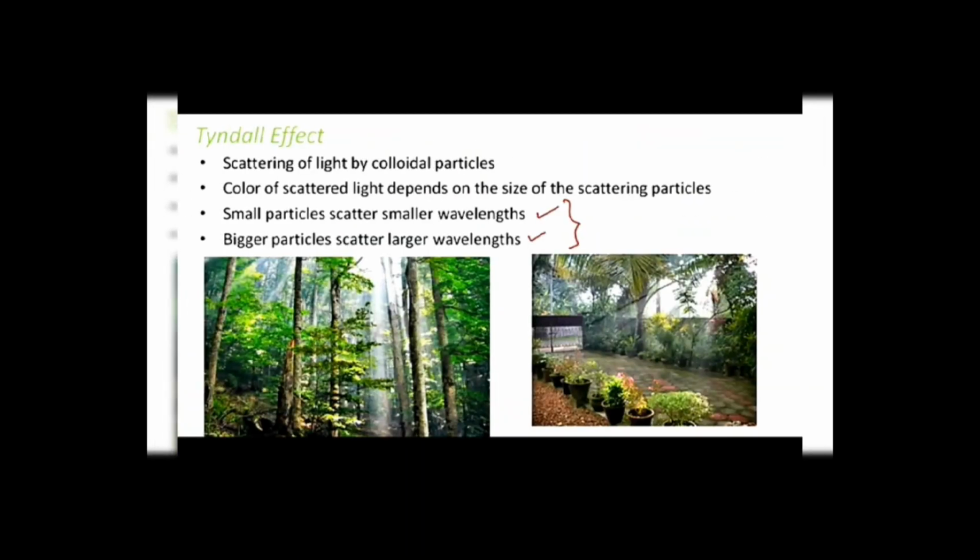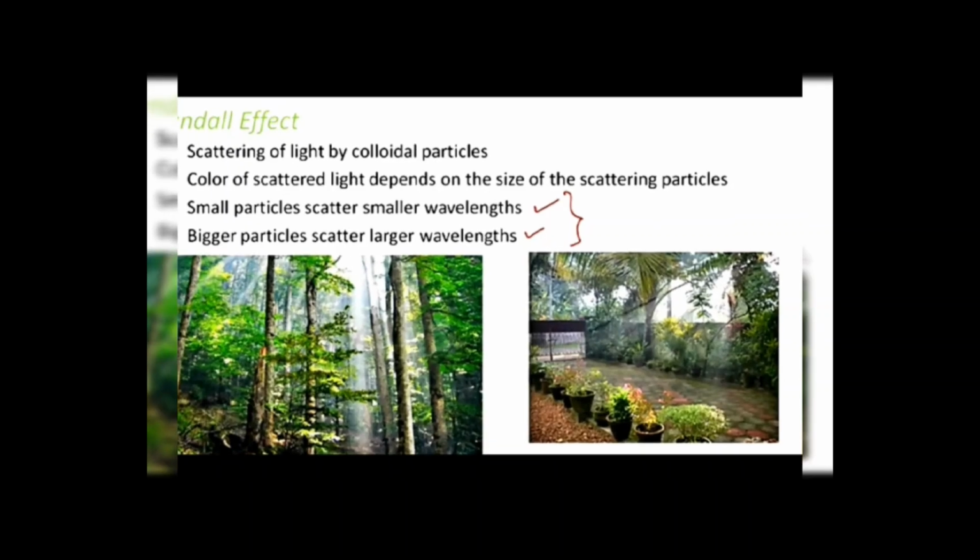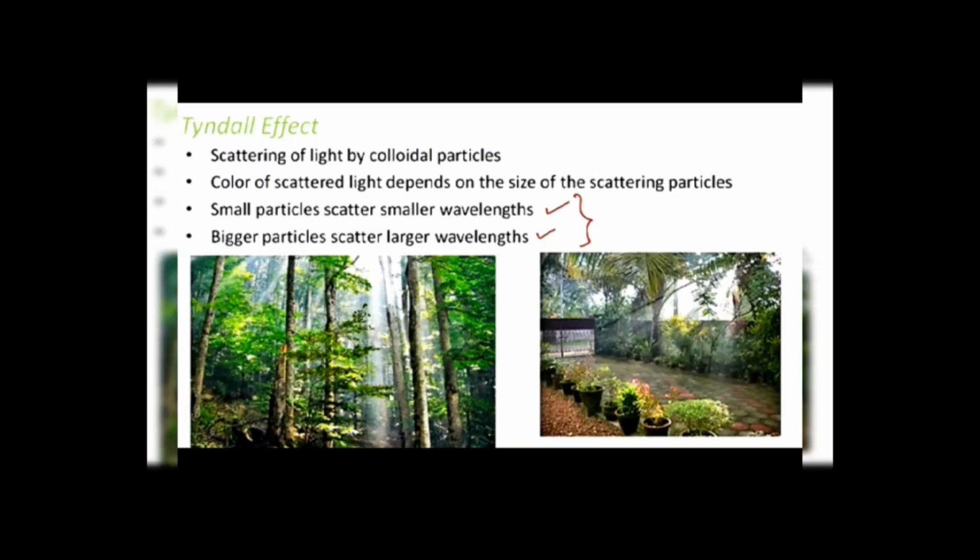That is, light spreads by extremely small particles. The color of the scattered light depends on the size of the scattering particles. Which color of light gets scattered depends on the size of the scattering particle. If the size of the scattering particle is very small, it will scatter only small wavelengths. And if the size of the particles is big, it will scatter bigger wavelengths. This is very important to remember because this forms the base of all scattering phenomena which we see around us.